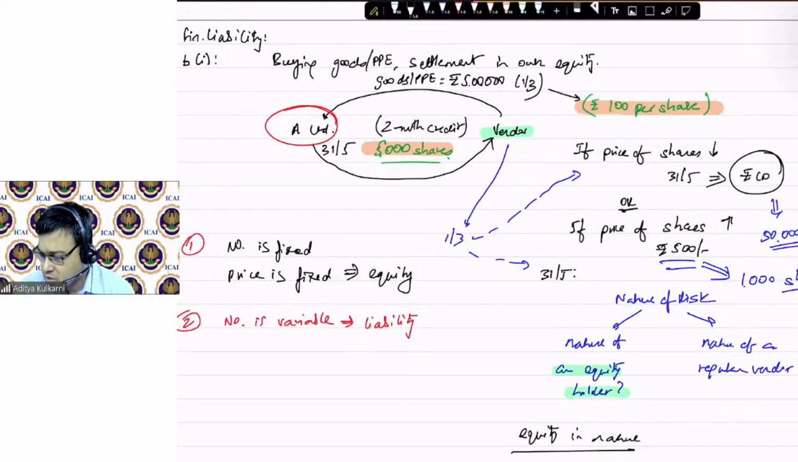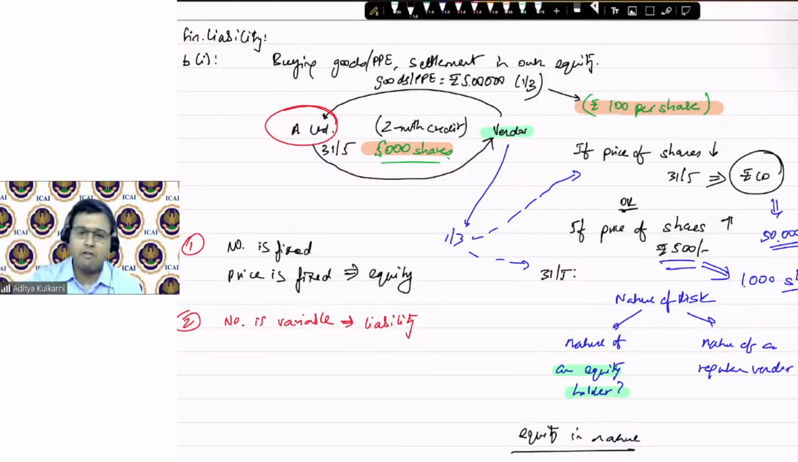Have you understood this? So the first case, number of shares is fixed, price is fixed, then the risk is shifted on the vendor's head. The risk is there on the vendor's head.